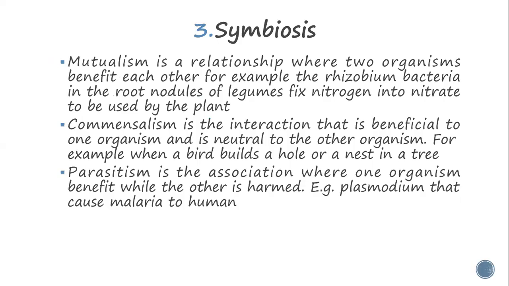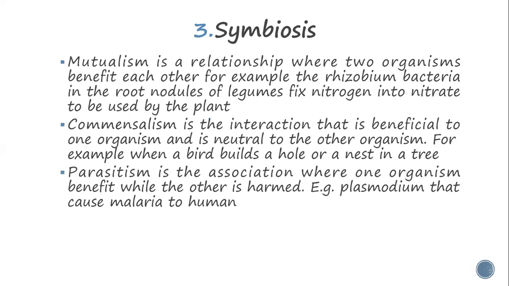So these are the forms of symbiosis, and we'll discuss each one of them, starting with the first one, mutualism. Mutualism is the relationship whereby the two organisms benefit each other. For example, the rhizobium bacteria in the root nodules of legumes fix nitrogen into nitrates to be used by the plant, but they themselves also get to survive on these root nodules.